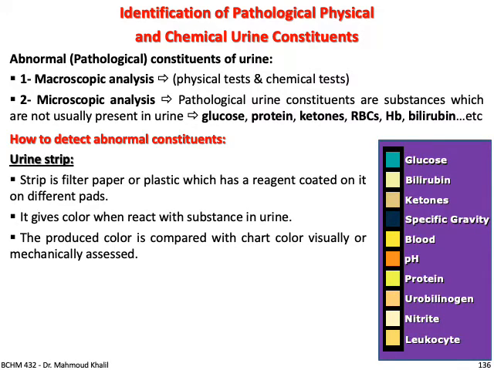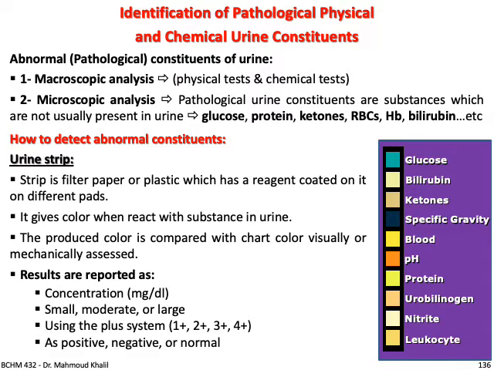How to detect abnormal constituents? Normally, a lot of labs use a urine strip. This strip is a filter paper on plastic which has a reagent coated on different pads. It gives a color when it reacts with a substance in urine. The produced color is compared with a color chart, visually or mechanically assessed, as you can see from the strip.